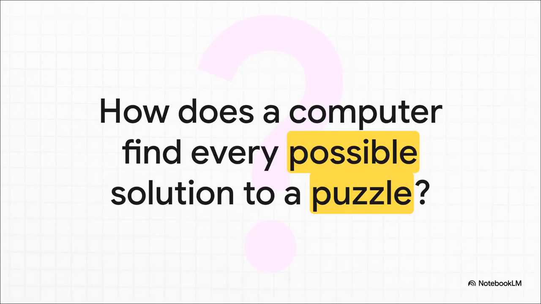So before we even touch the problem, let's just think about this for a second. How does a machine, a computer, find every single possible answer to a puzzle? It can't use intuition or have a lucky guess. It needs a system, a foolproof method to explore every single path so it doesn't miss anything. And that's exactly what we're going to map out today.